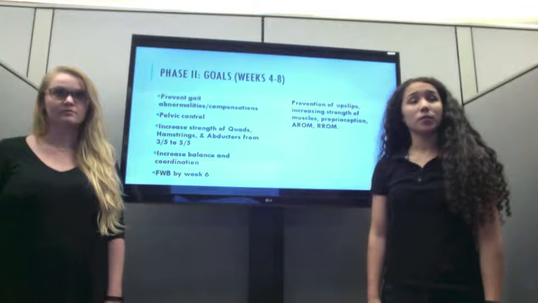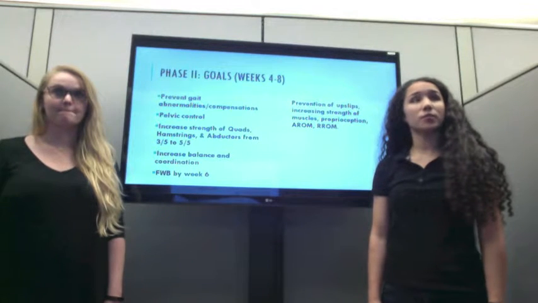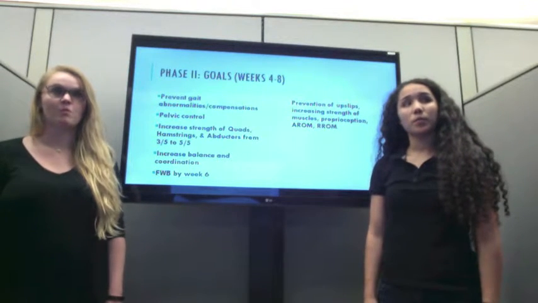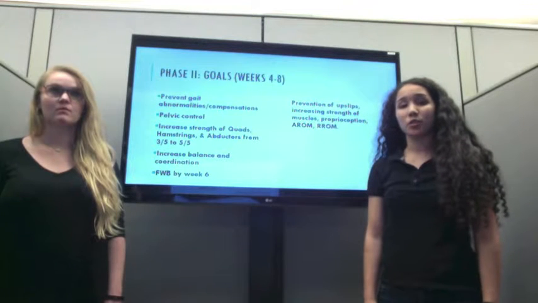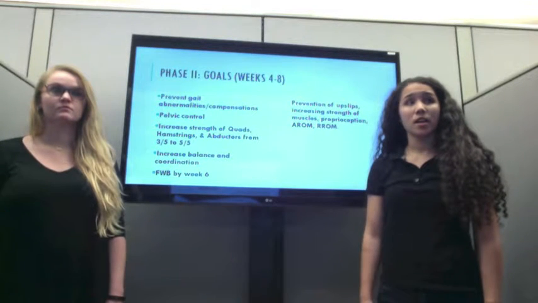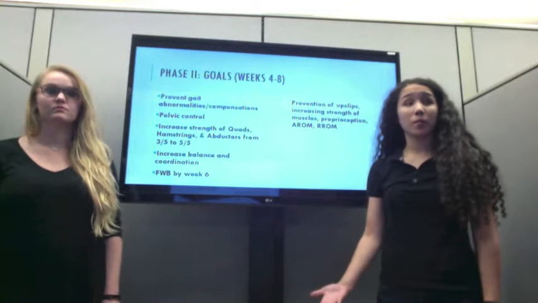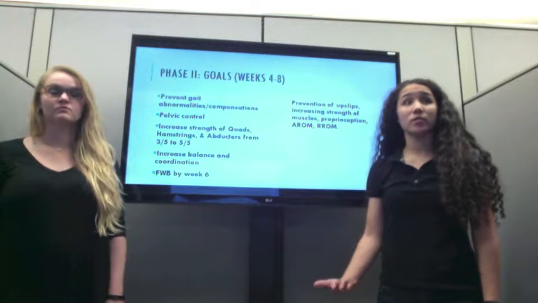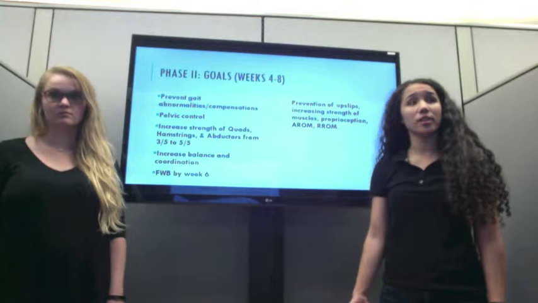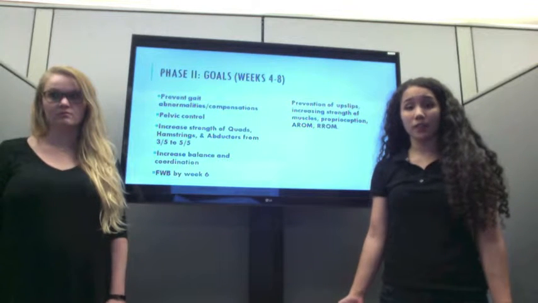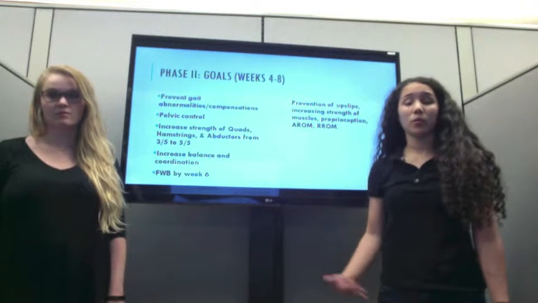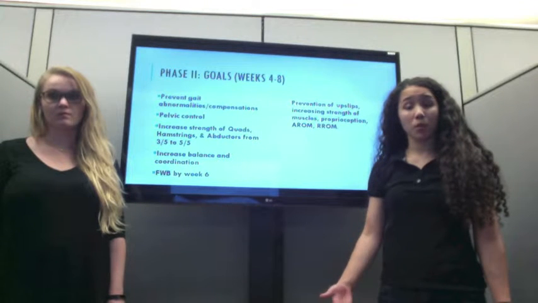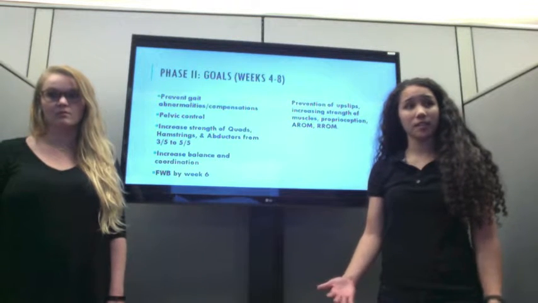For phase 2, which is complete in weeks 4 through 8, preventing gait abnormalities due to compensations, gaining pelvic control, and increasing strength of the quads, hamstrings, and abductors from 3 out of 5 to 5 out of 5 is important in order to progress to more difficult exercises in later phases.